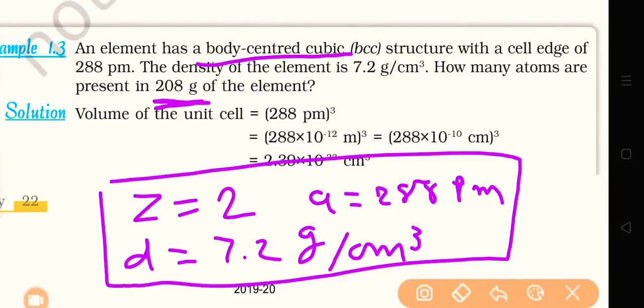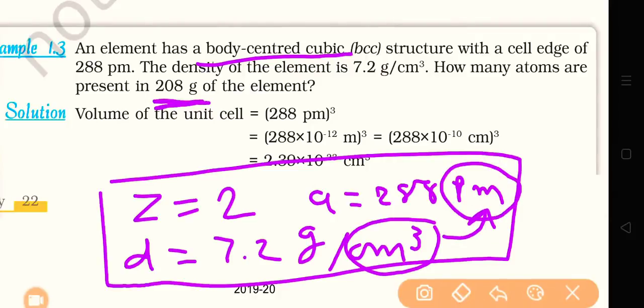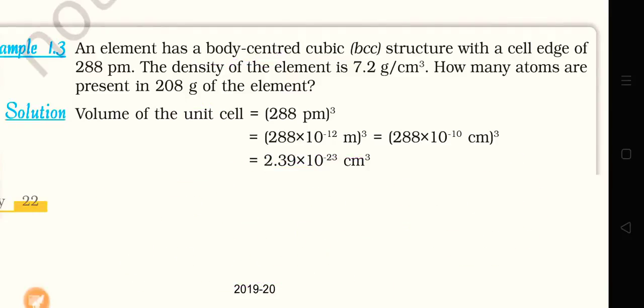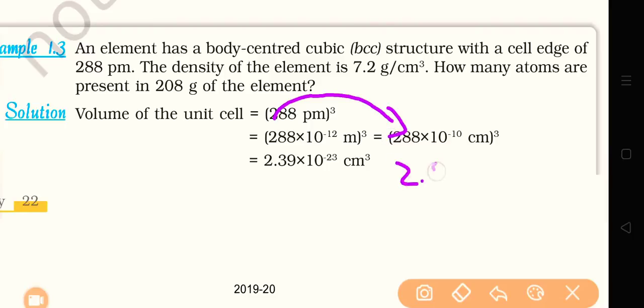Here, first thing, the value of density is mentioned in terms of centimeter, while edge length is mentioned in terms of pm. So you have to convert pm into cm first. We have the edge length of a single unit cell, that means a, which is 288 pm, but as mentioned, density is in centimeters, so we have to convert pm into cm first. So 288 pm is equal to 288 into 10 raised to minus 10 cm, or 2.88 into 10 raised to minus 8 cm. This will be the edge length in terms of centimeters.